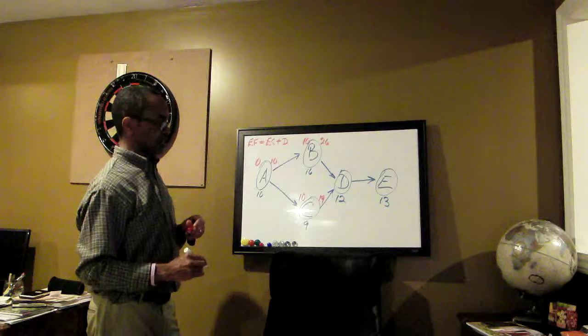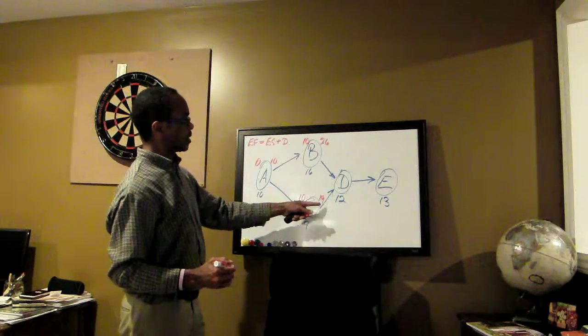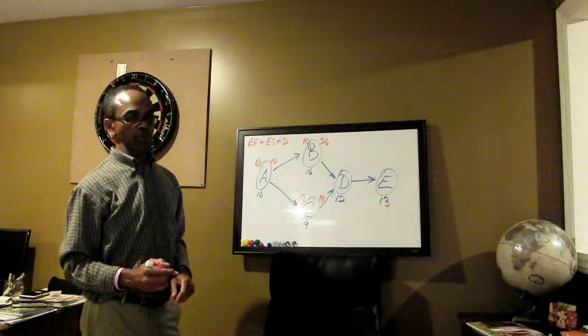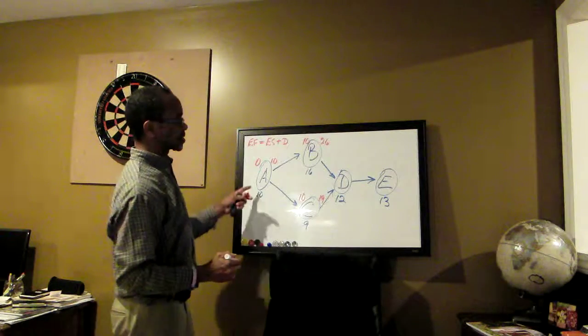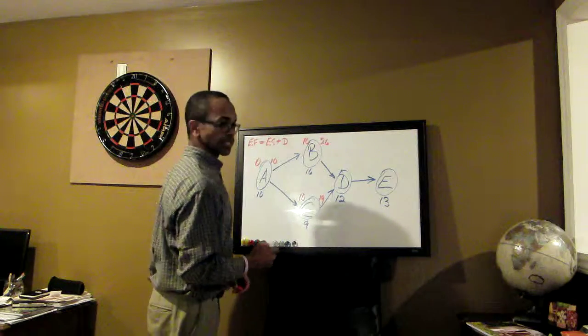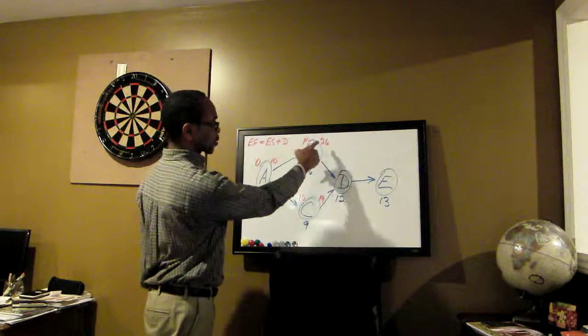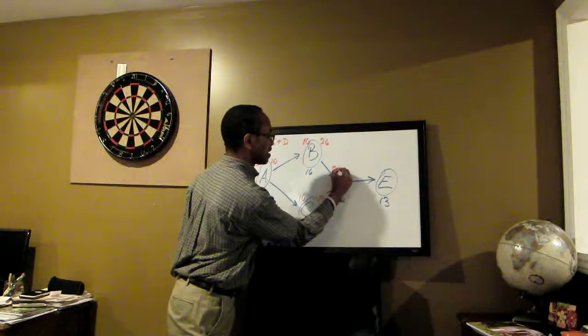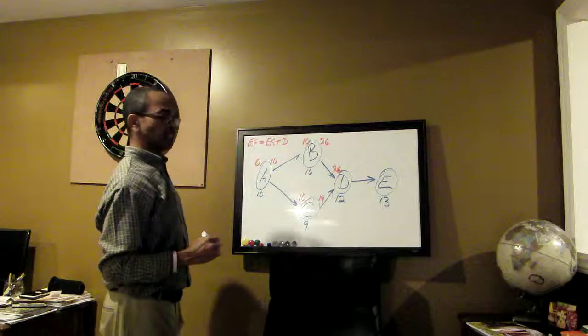What do we do next? Now we have a challenge. We have 2 early finishes that will influence what we do over D. But of course, here we go. I have a bright set of students here. So it's 26 that goes over to D.